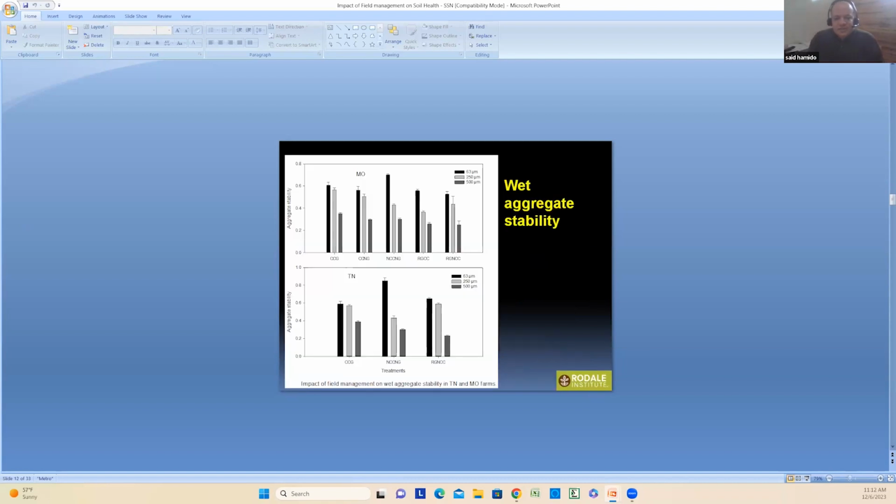The first physical parameter was wet aggregate stability. We have seen a huge change depending on the treatment during the first and second year. But this is the first year results. We have seen big stability where there are no cover crops and no grazing, because the impact was minimized without any type of animals. We have seen this in both Tennessee and Missouri.